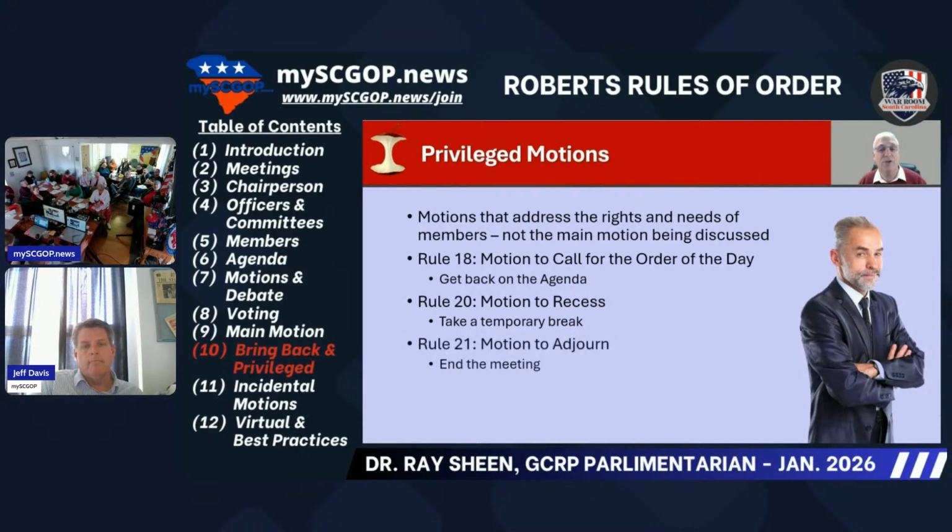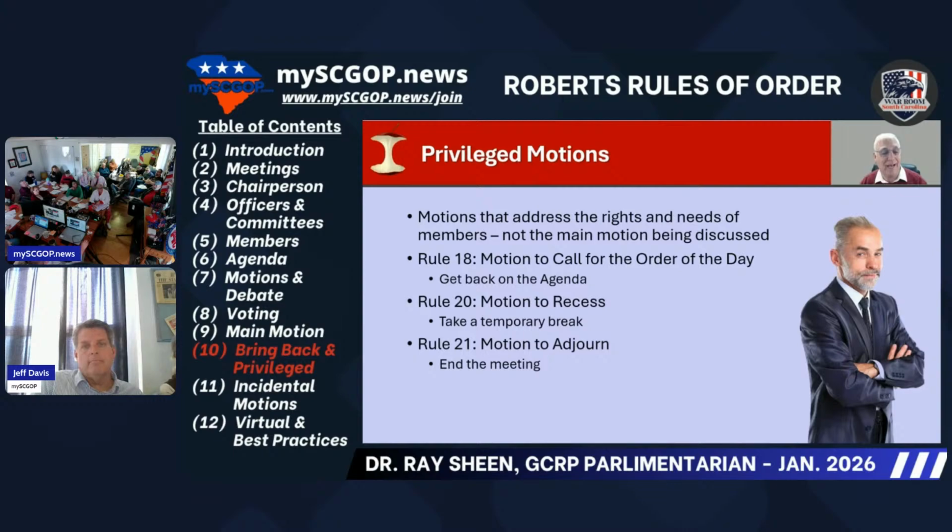Next is the motion to adjourn. Robert's Rule 21 addresses this topic. This is a motion to immediately stop and disband the meeting. If approved, the meeting ends and no business can be conducted until the next time the Assembly meets. Like most other privileged motions, it requires a second, it cannot be debated, it cannot be amended, and it requires a majority to pass.